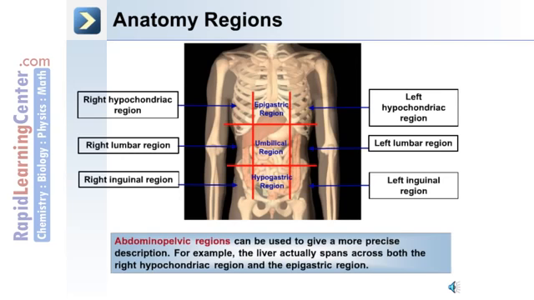Abdominal pelvic regions give a more precise description because, for example, the liver actually spans across both the right hypochondriac region and the epigastric region.